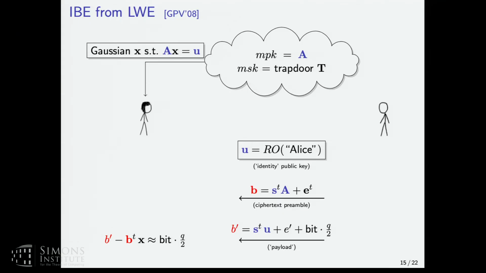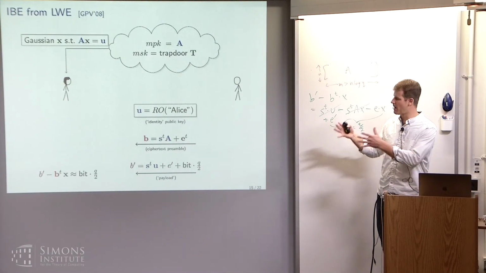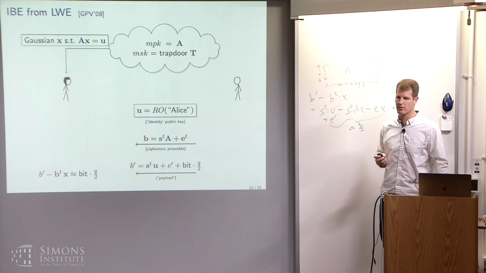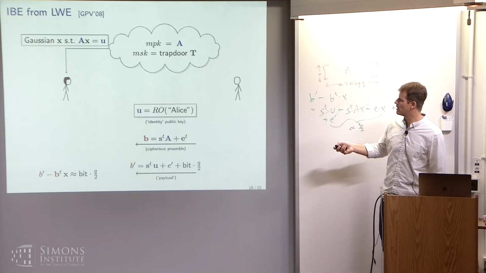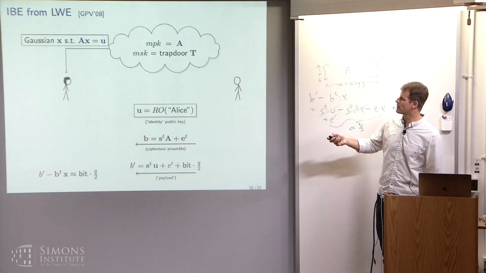And now, again, instead of Alice picking her own secret key, the authority chooses it for her. Specifically, it's going to choose a Gaussian x such that Ax equals the hash of her name. You could consider this as her public key, but it corresponds to her name, right? Anybody can map her name to her public key. So by hashing her name, you get her public key u, her identity public key. And then her secret key is just a short x such that Ax equals u.